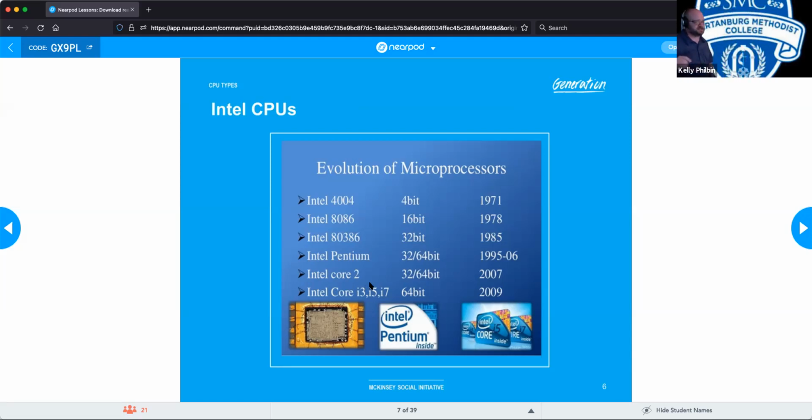Questions so far on Intel? The 2007 chip where it says Core 2, what does that particularly mean? Does that have anything to do with the power or no?